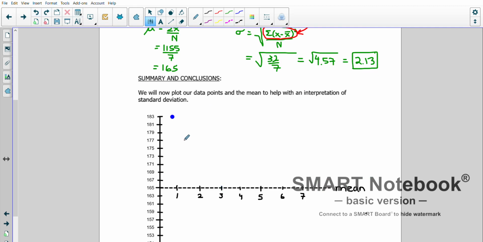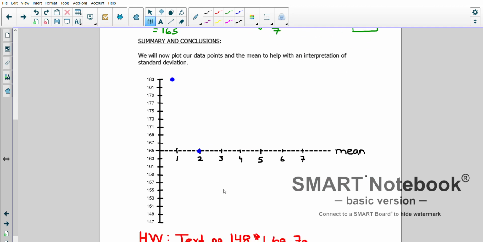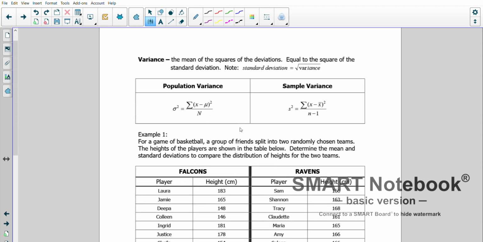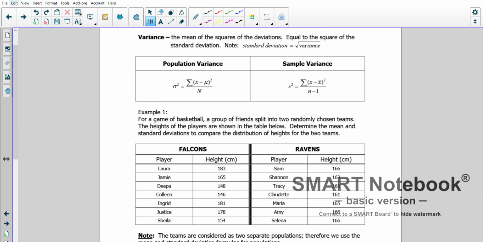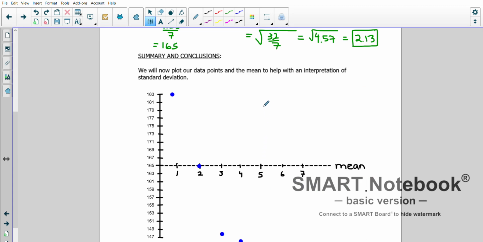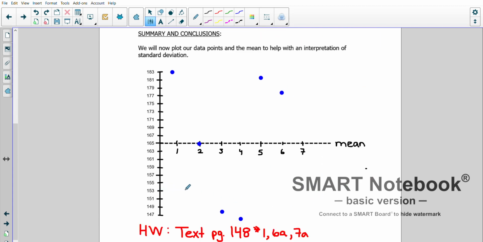Let's try that again. So 165, 148 is way down here. 146 is way down here. 181, 78, 54. 181 is way up here. 78 is right here. And 54 is around right here. So you can see the average height here of 165. You can see how far away these players are from the mean.